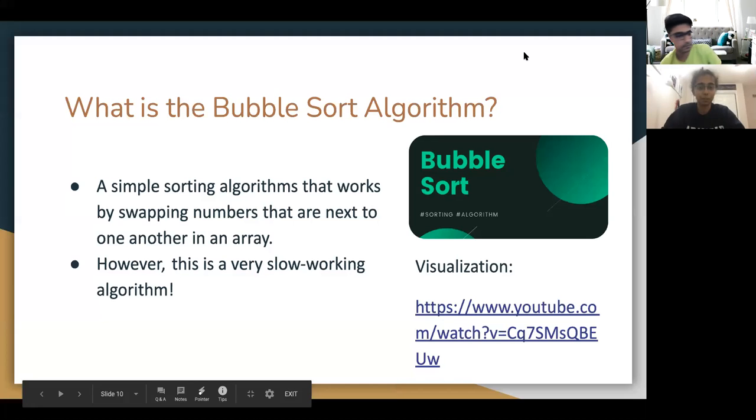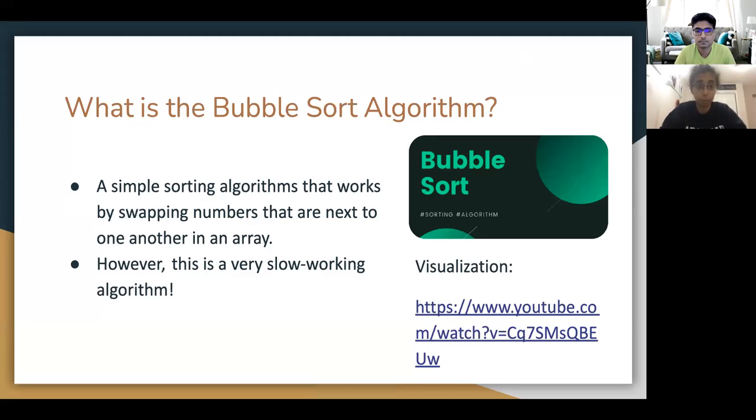All right, so just to describe what we saw in that video, that visualization of a bubble sort is basically that algorithm swapping values from their original position in the array to their actual position in a sorted array. As Rayaan said, this is a very slow working algorithm.